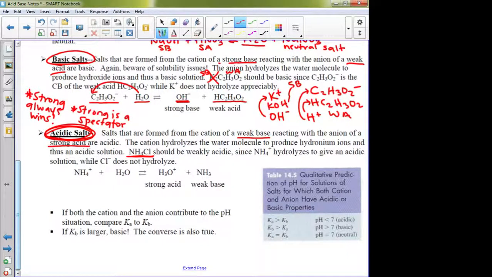Okay. Strong is a spectator, so the Cl went away in the problem. Do we see this? So I've got NH4 positive plus H2O. So what happened? I got H3O positive, which I know had to have formed because we said it was a what? Strong acid, right? And so then I get NH3 as my other one, which was the weak base.